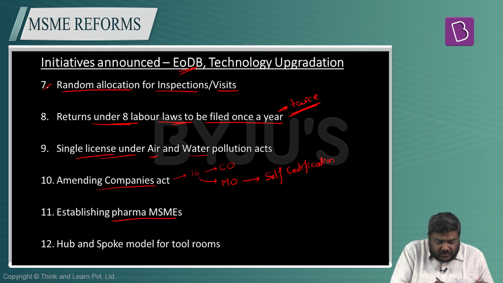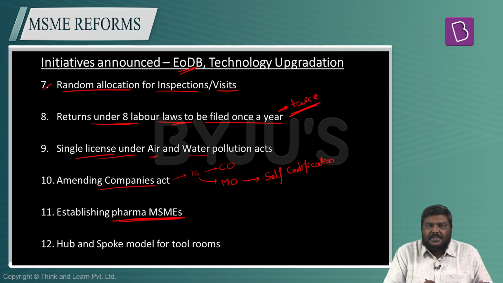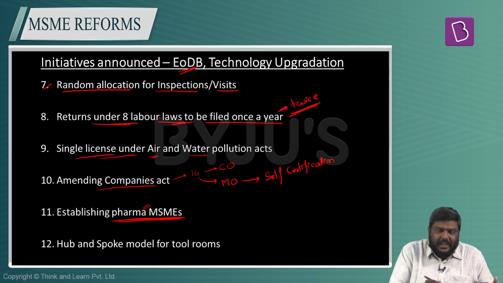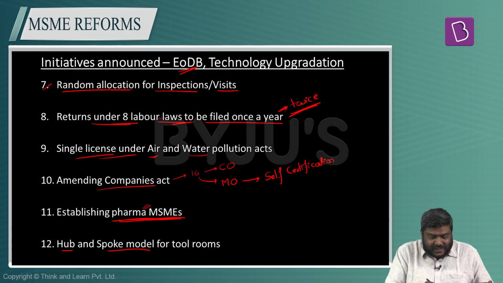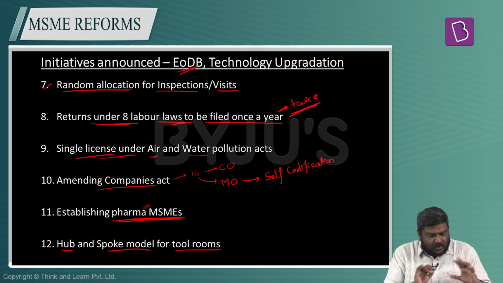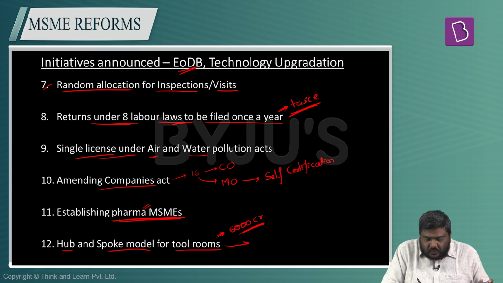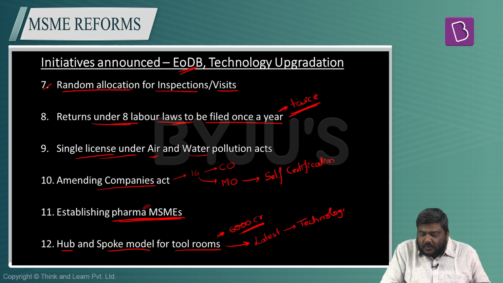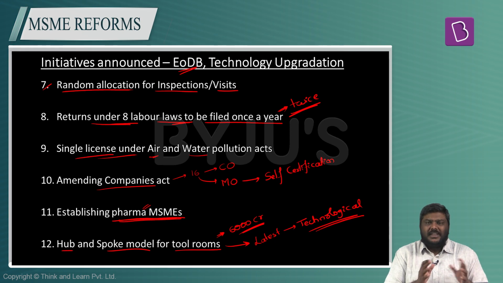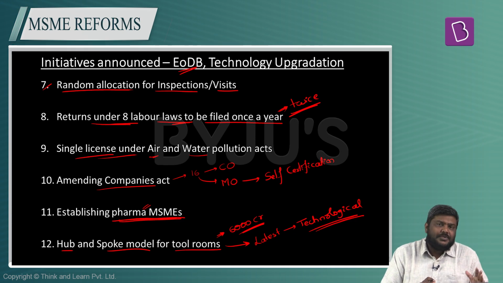Next, the Government of India has also announced establishing pharma MSMEs. The pharma sector is one of the sectors growing at a rapid pace in India. Hence, the Government of India aims to promote this sector. And apart from this, the Government of India has also announced setting up tool rooms under the concept of hub and spoke model. For this, the Government of India has set aside around 6,000 crore rupees. The tool rooms will ensure the latest equipment and technological tools are available for the MSME sector. So these are the 12 reforms announced by the Government of India.